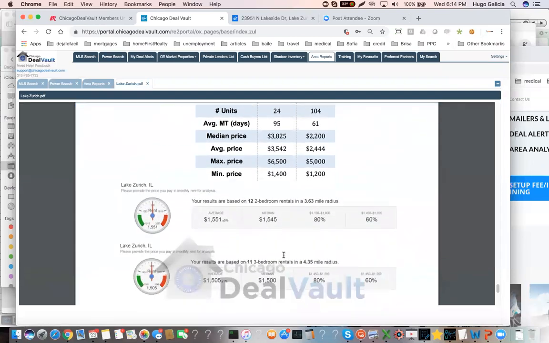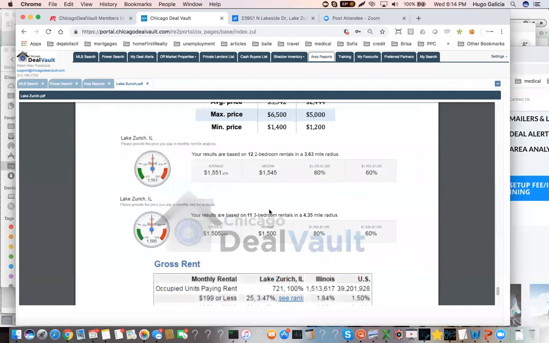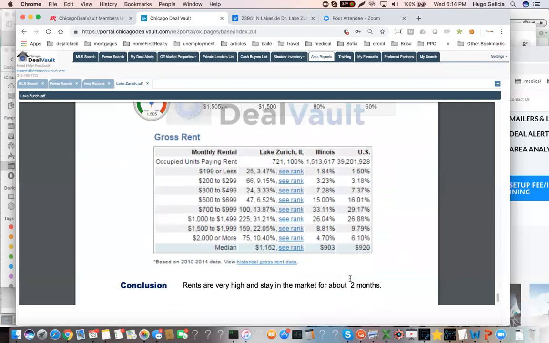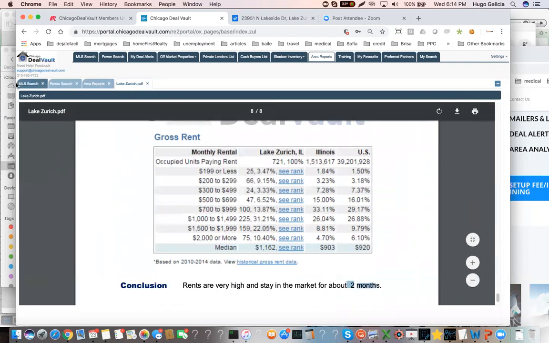So here, when we look at the breakdown of the rents, $1,500 or so for a 2-bedroom, but the time in the market for a rental is about 2 months. So we're still accounting for at least 2 to 4 months for market time. Obviously, we go with the conservative approach of 4 months. So now let's do the quick analysis on the property.